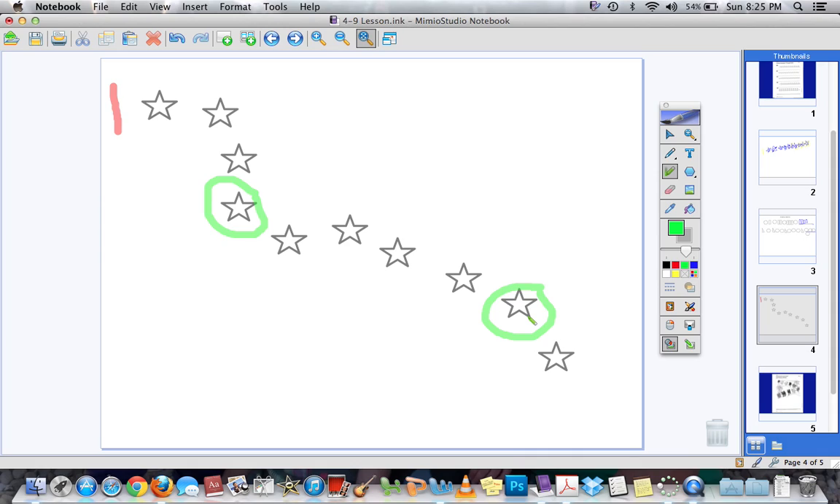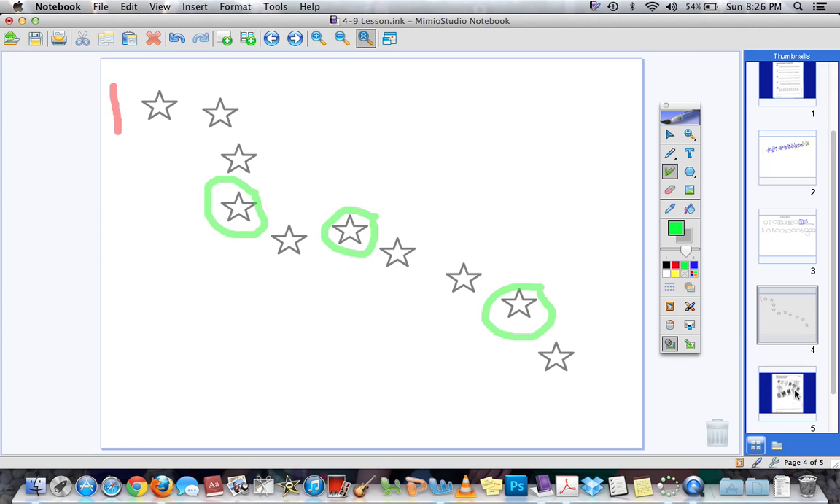Very good. And we'll do one more. Could you figure out where the 6th star is? The 6th. All right, let's see. First, second, third, fourth, fifth, 6. This is the star I'm going to circle. All right, I hope you got them all correct.